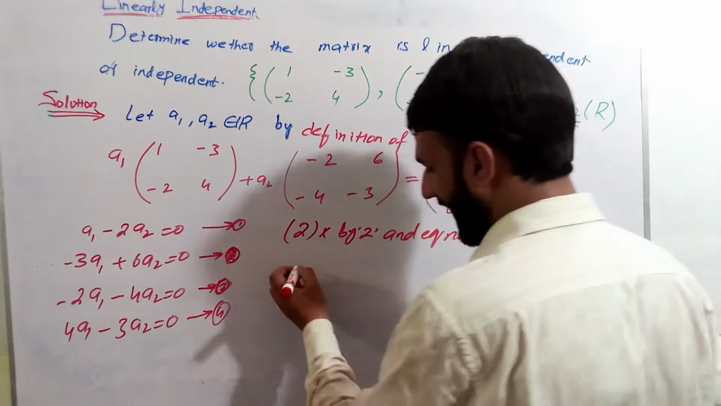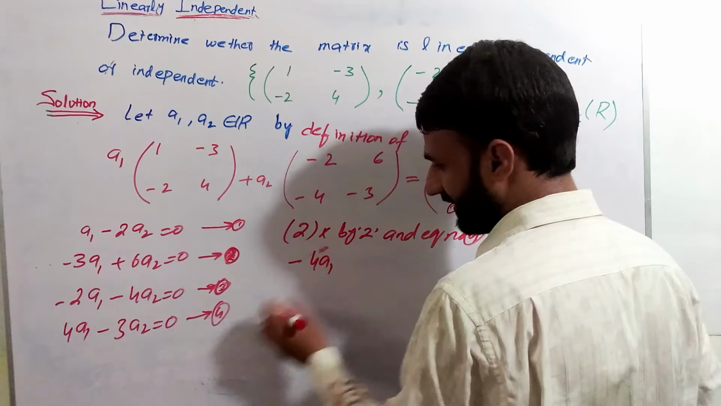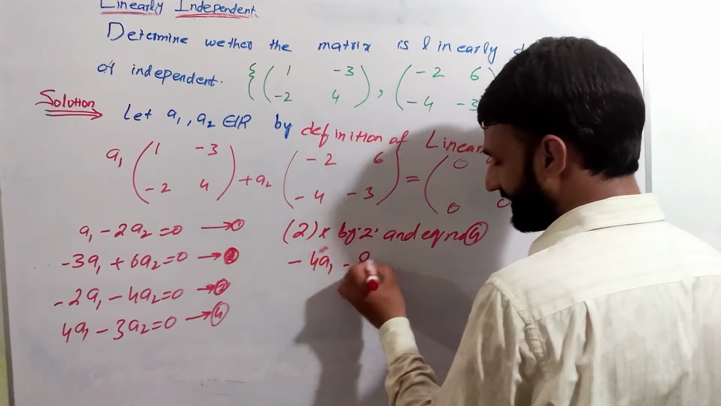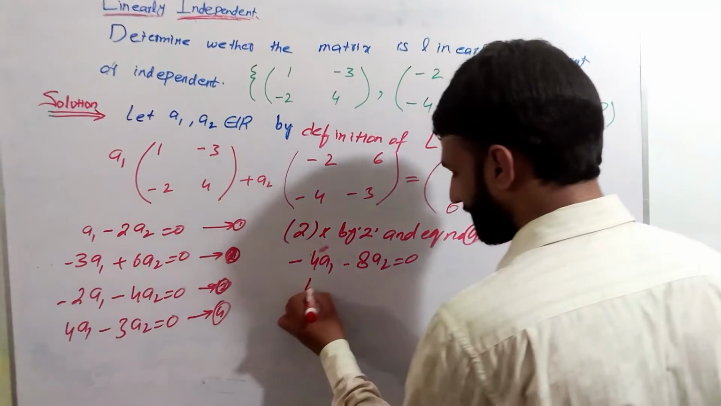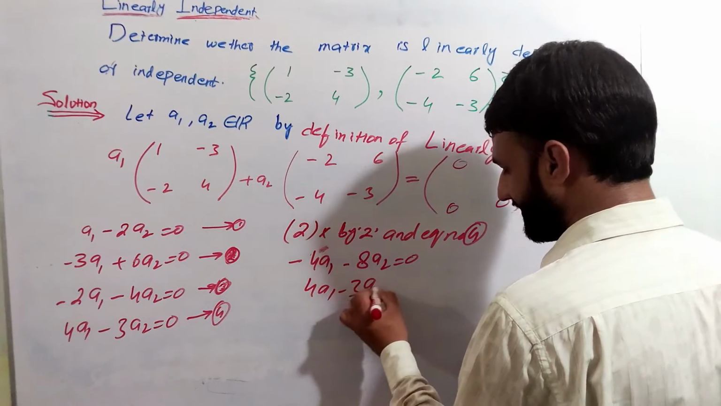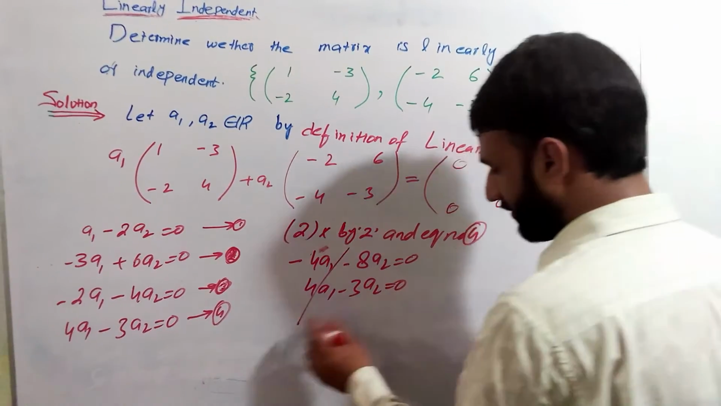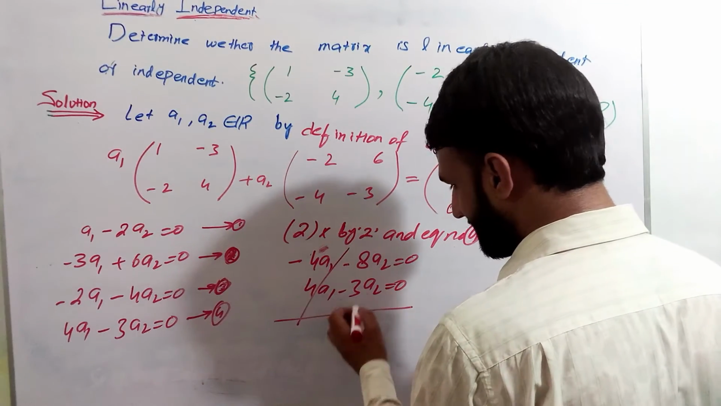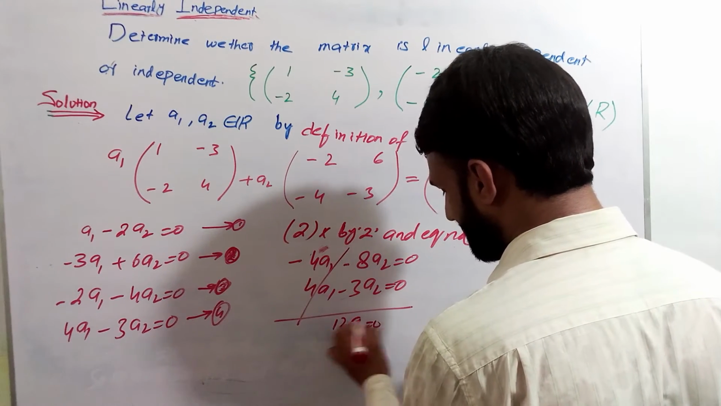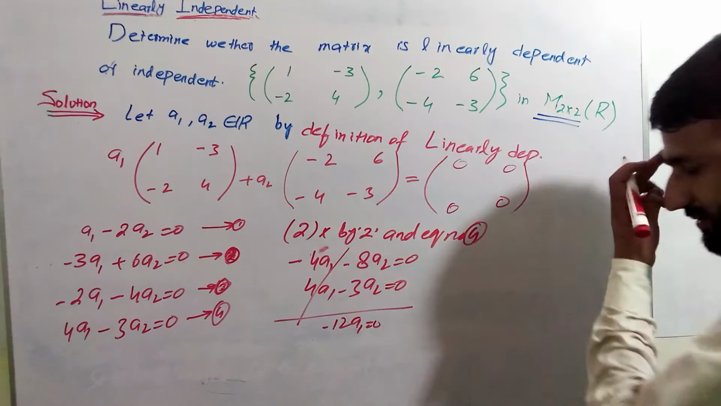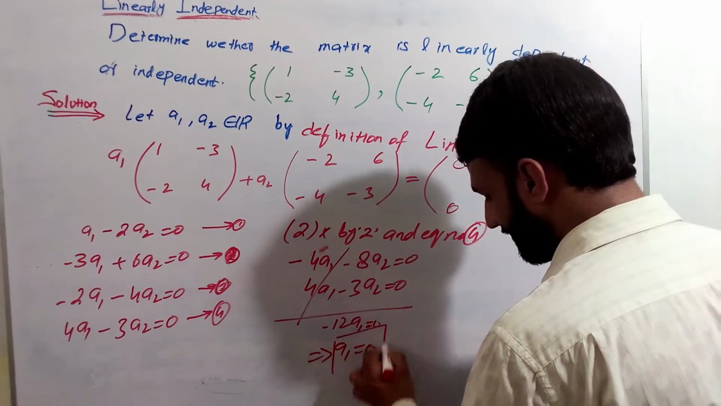So what will happen? Here we get -4a1 - 8a2 is equal to 0, and here 4a1 - 3a2 is equal to 0. Subtracting these terms, we obtain -12a1 is equal to 0, so the value of a1 is equal to 0.